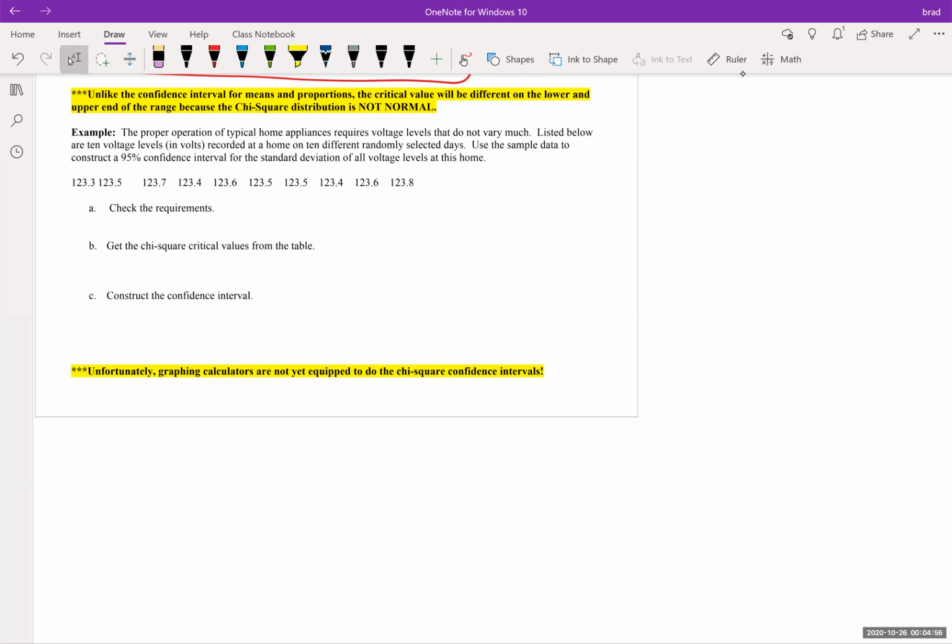It says listed below are 10 voltage levels in volts recorded at a home on 10 different randomly selected days. Use the sample data to construct a 95% confidence interval for the standard deviation of all voltage levels at this home. First things first, let's check the requirements. Is it random? Check, because it said 10 voltage levels recorded at a home on 10 different randomly selected days. So we got random.